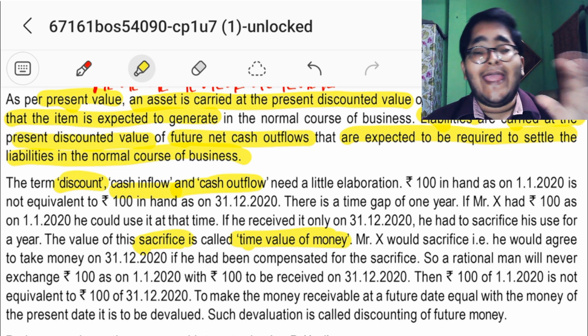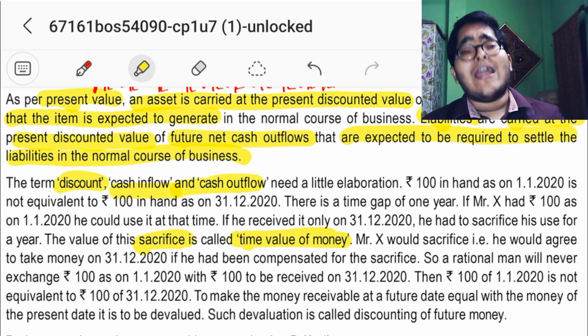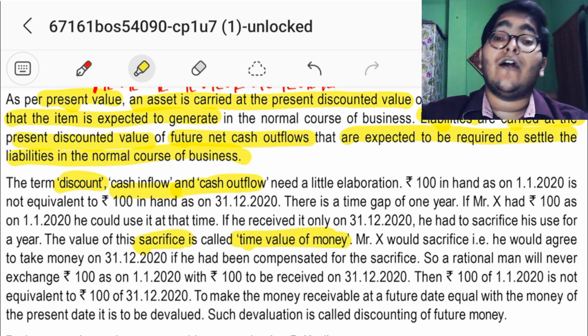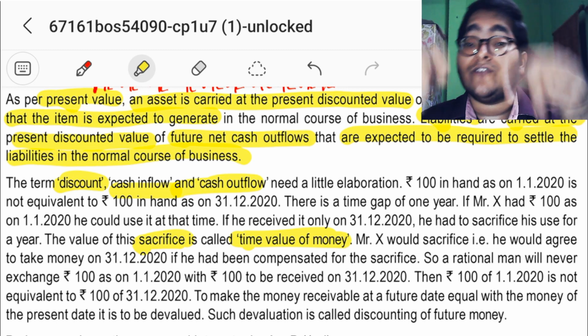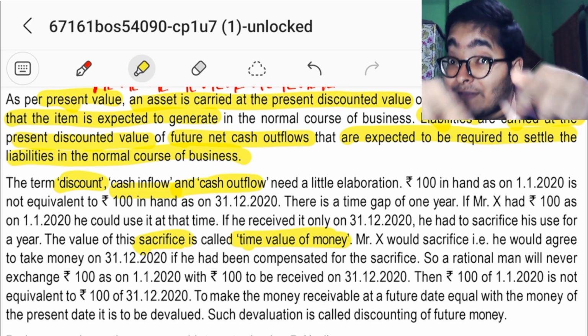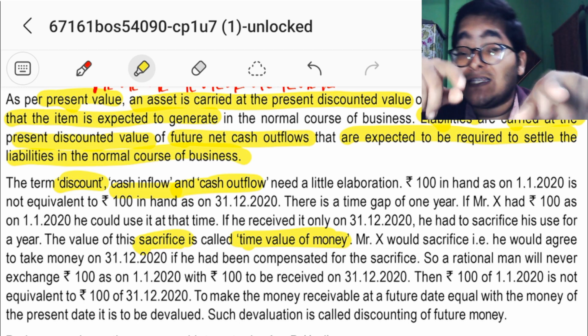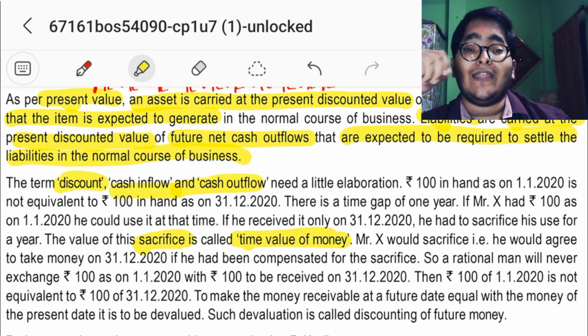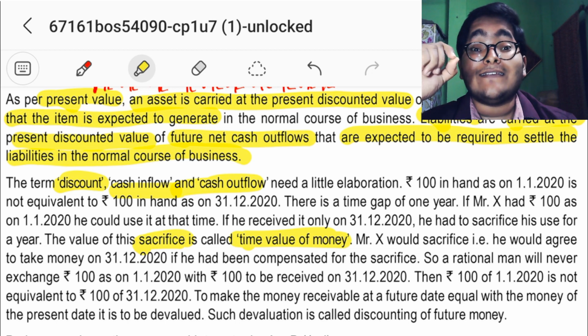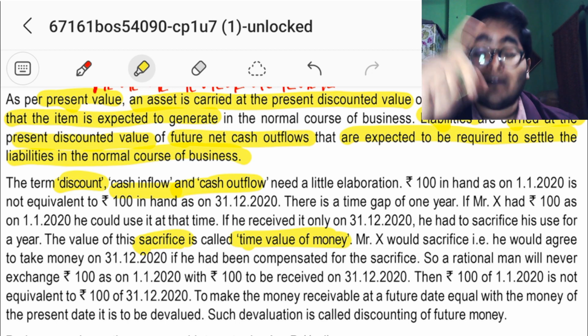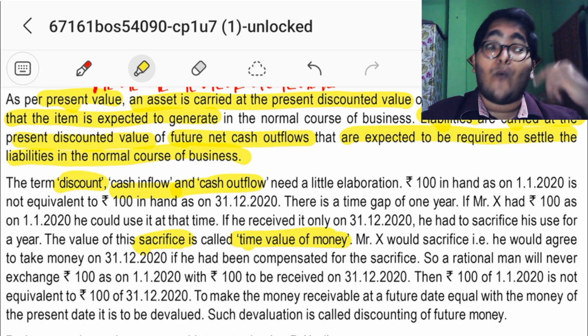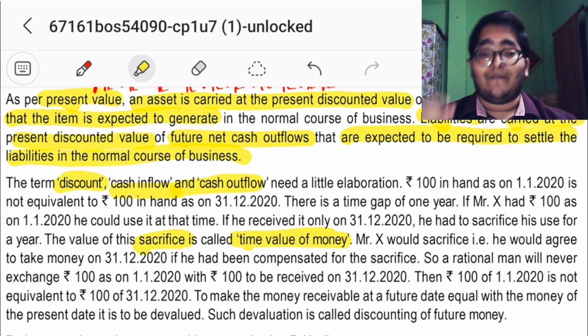Why? One rational man will never want to exchange rupees 100 to be received on 1st January 2020 with rupees 100 to be received on 31st December 2020. Why? Because there is a loss of 1 year. There is a loss for 1 year, one accounting period.